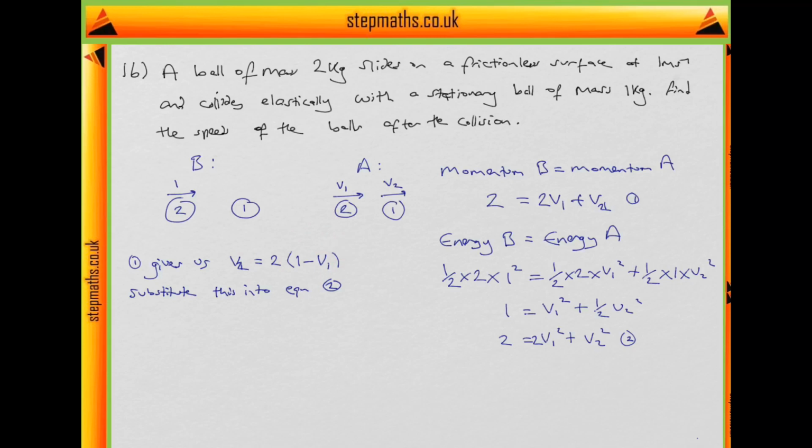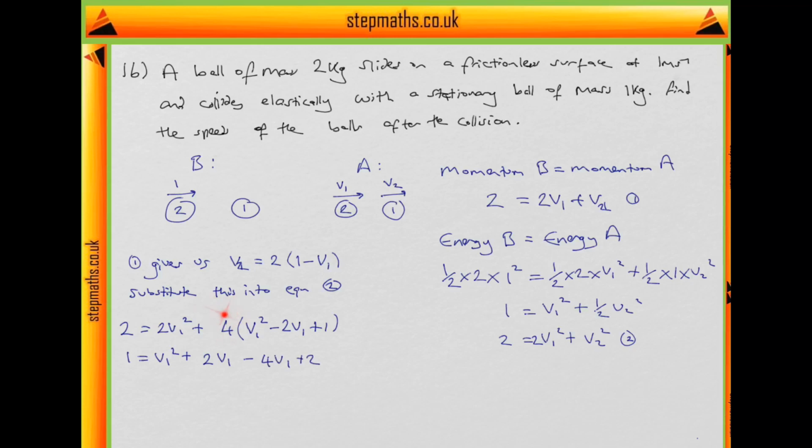Doing that, we get 2 equals 2v1 squared plus, well, v2 squared is going to be 2 squared, 4, times (1 minus v1) squared, which we know, well, (1 minus v1) squared will be v1 squared minus 2v1 plus 1. Dividing through by 2 and expanding out, we get 1 equals v1 squared plus 2v1 squared minus 4v1 plus 2.